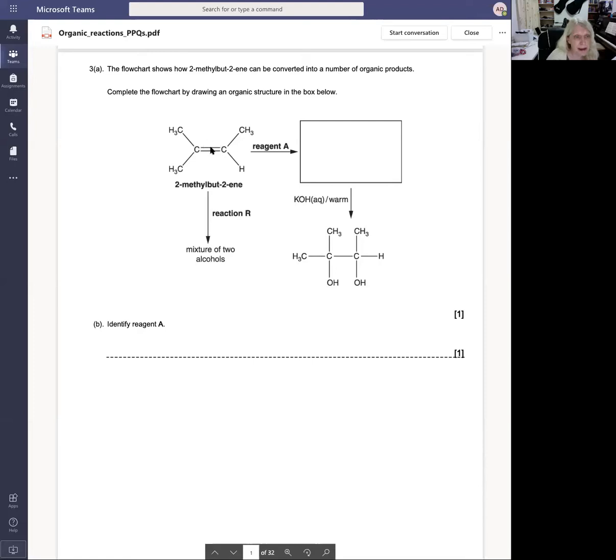Okay, so we need to react this with something. And so the first question asks us to identify, obviously we've got to identify what the intermediate is, but we also need to identify what we've reacted it with in order to get that. Once we then get that, we then will react that with potassium hydroxide to get this.